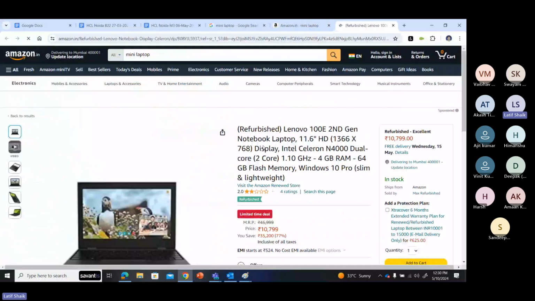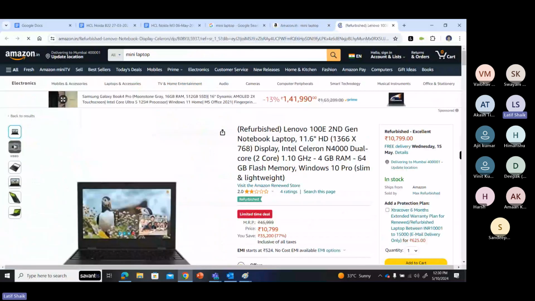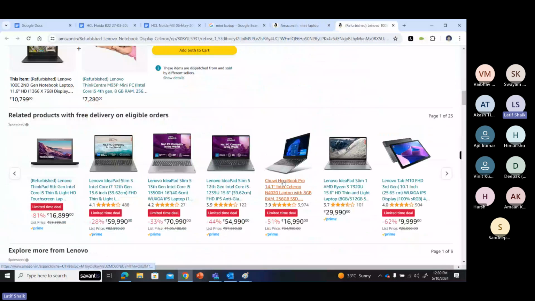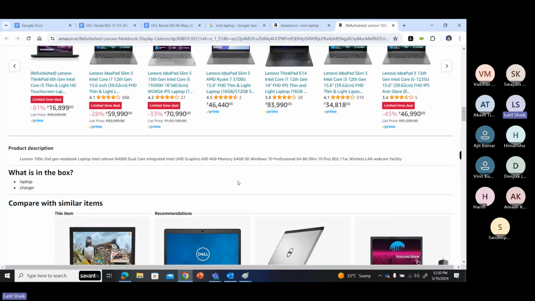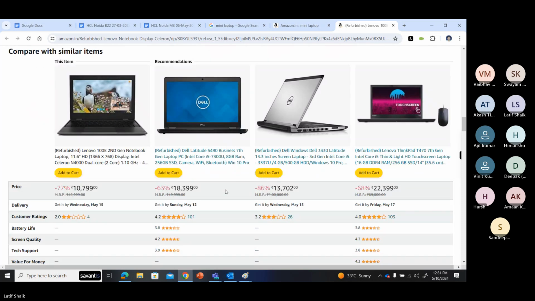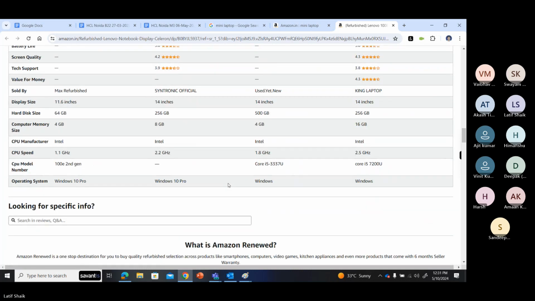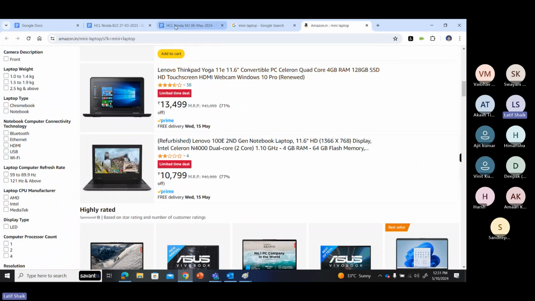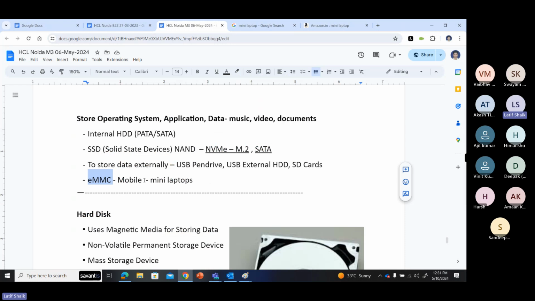It has 64 GB flash memory, not SSD memory, flash memory. That is mostly eMMC type of storage only. So what is this eMMC? It is also used to store your operating system, applications, and data in your mobile phones and mini laptops.